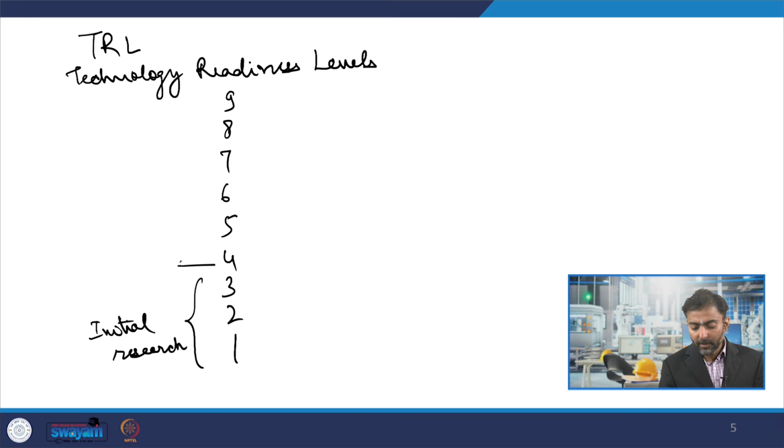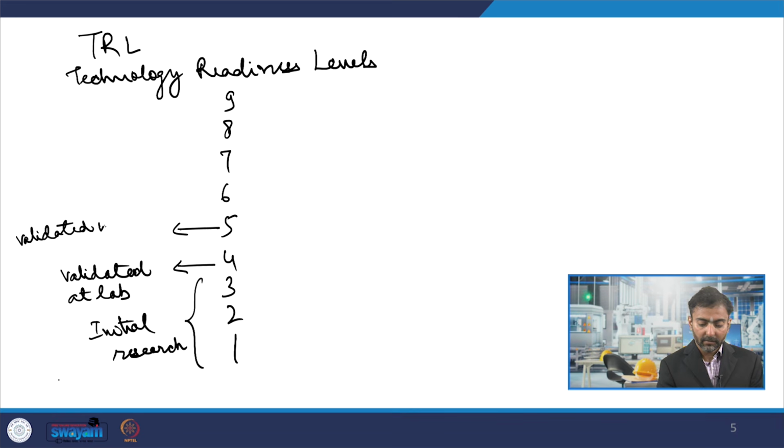If you are able to demonstrate the technology in the lab, so if we can say that the technology is validated at lab scale, then it is somewhere around TRL level 3 or 4. But just validating in the lab is not good enough. We need to develop the technology further. So further development happens, and after validation in the lab, we want to validate it in the relevant environment. Around TRL 5, we say that the technology has been validated in a relevant environment.